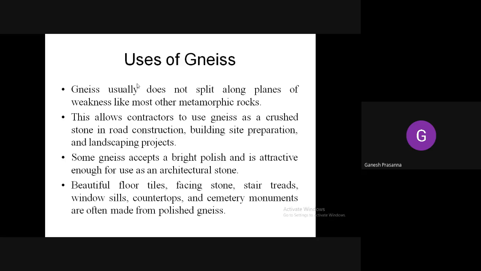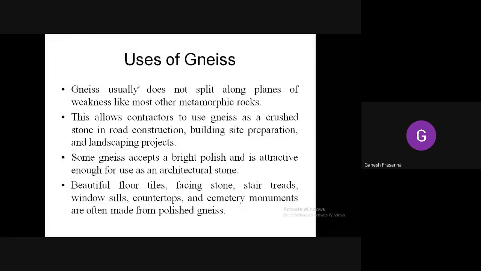You can say jelly kallu. In very common, layman's language, it is called jelly kallu. Whenever they lay a road, before they lay it, they use this gneiss itself as crushed stone. For building sites, during your foundations and in your RCCs, they use this gneiss itself.